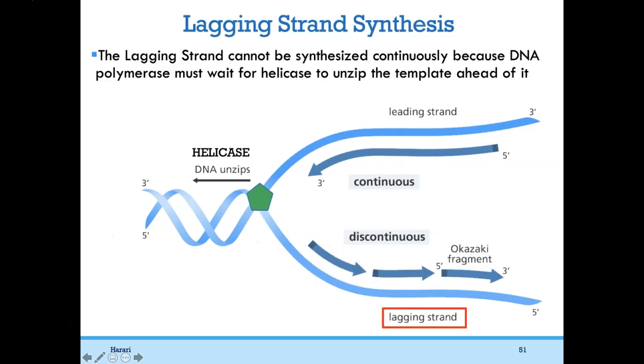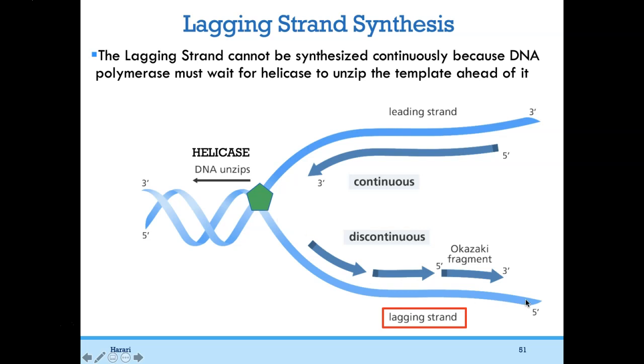So the lagging strand cannot be synthesized continuously because DNA polymerase has to wait for helicase to unzip the template ahead of it. So let's try to visualize this. Right, we said the top strand can be easily made because helicase is unzipping this way, so polymerase can just follow it along, making new DNA 5' to 3'. That's not the case down here.